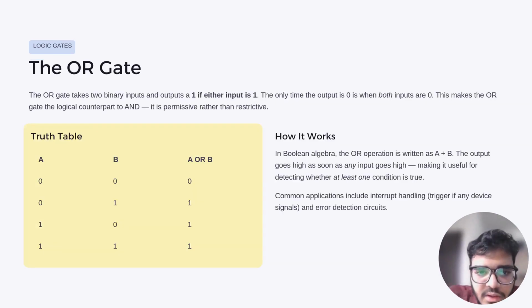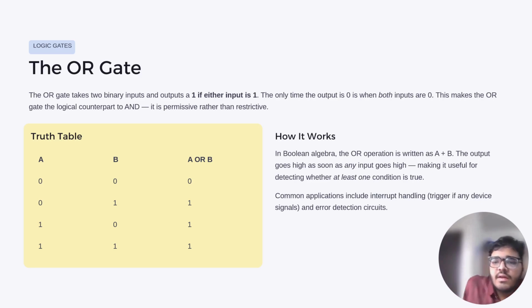Now about the OR gate. The OR gate takes two inputs. Here we are taking two inputs, A and B. If both are low, then the output will be 0. If at least any one is high, then we will get high. For example, as we can see, 0, 1, we will get 1; 1, 0, we will get 1; and 1, 1 as well, we will also get 1.